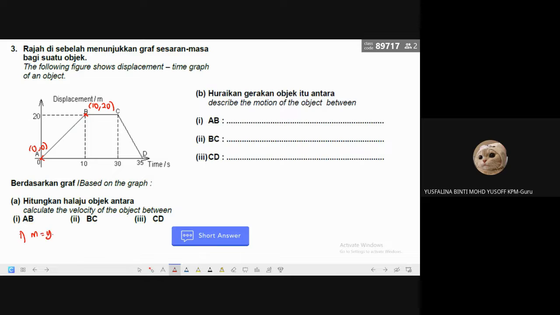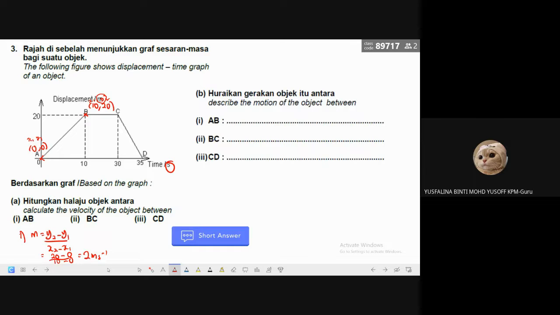This is the formula that you need to use: y2 minus y1 divided by x2 minus x1. So it is 20 minus 0 divided by 10 minus 0. The answer is 2. Then of course the unit: the y-axis unit divided by the x-axis unit. The y-axis is meter and the x-axis is second. So m over s, it's ms negative 1. That is the answer for number 1.